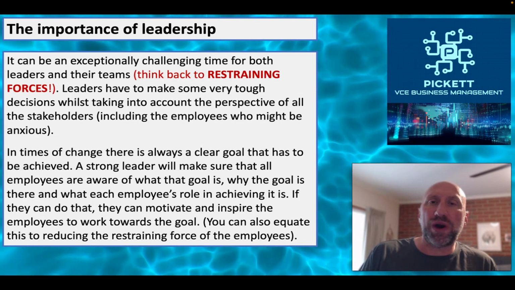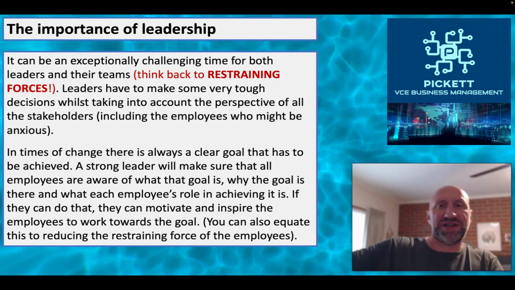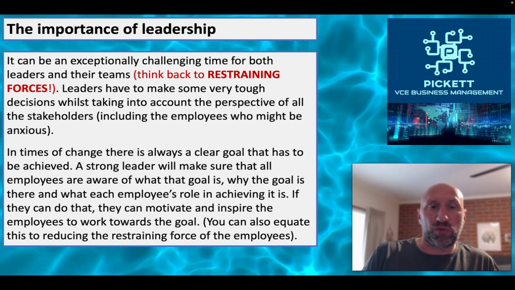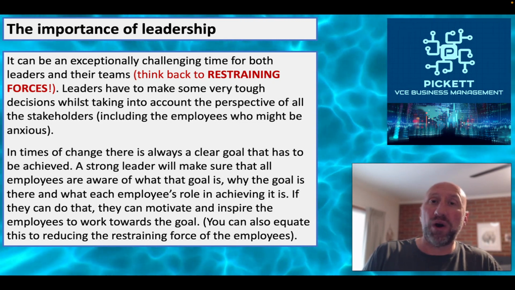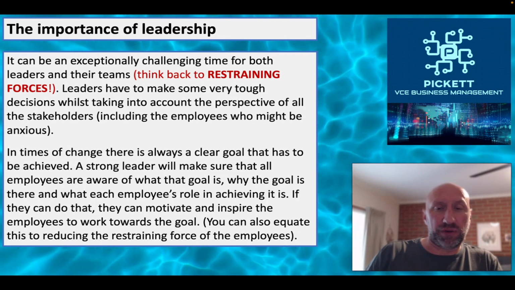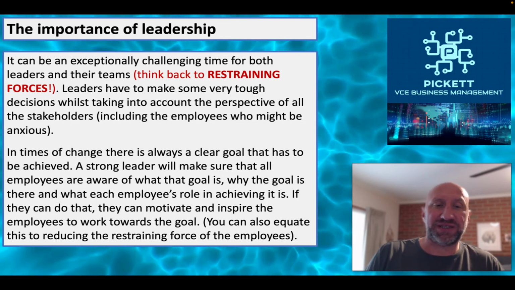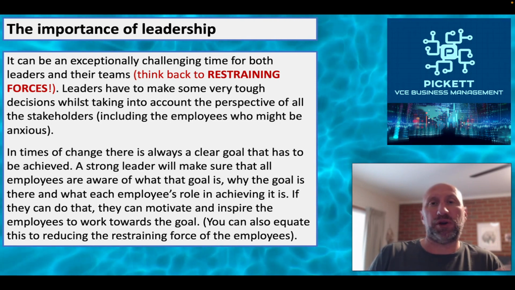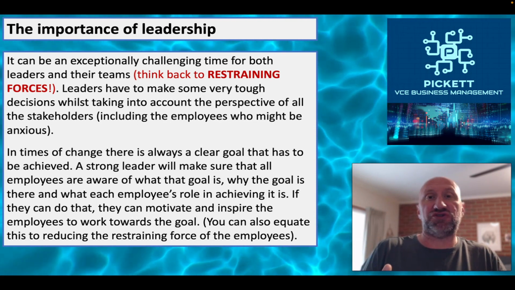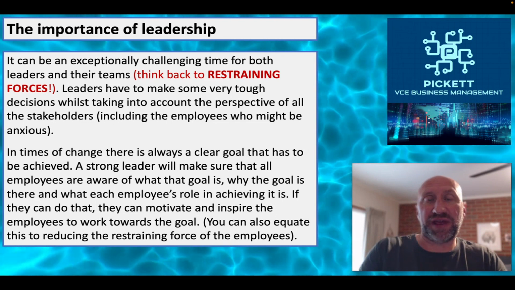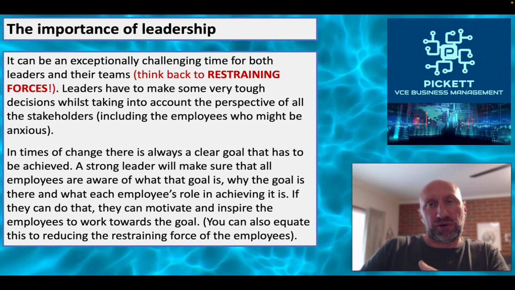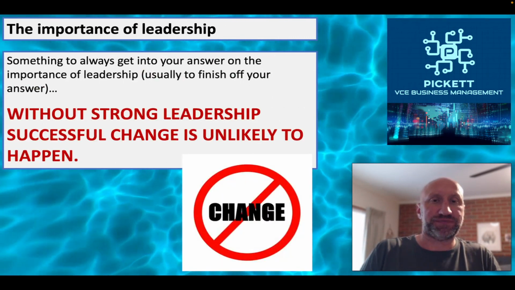Now, in times of change, there's always a clear goal that has to be achieved. Okay, there's always an outcome we're trying to reach. A strong leader is going to make sure that all employees are aware of what that goal is, why that goal is there, and what each employee's role in actually achieving that goal is as well. Okay, if they can do that, they can motivate and inspire the employees to work towards the goal. You can also equate this to reducing the restraining force of the employees. If you think about it, if you do all of that stuff there, you're going to offset some of that impact of the employees in respect of them being a restraining force.